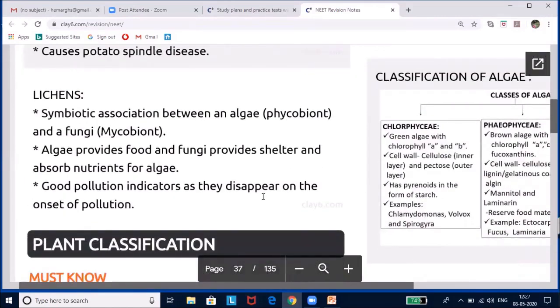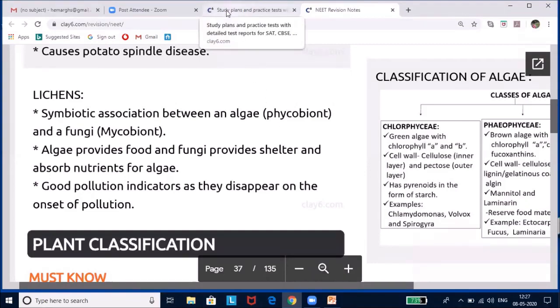Now the last is lichens. As I said, fungus can come in association with an alga, and this results in a symbiotic relationship known as lichens. The algal partner is called the phycobiont and the fungal partner is called the mycobiont. Algae are photosynthesizing organisms, so algae provide food, and fungi provide shelter and absorb nutrients for the algae. So the alga is basically a cook and the fungus supplies all the materials. They are good pollution indicators because whenever they disappear, it indicates that the area is polluted. So this completes the lesson, biological classification.